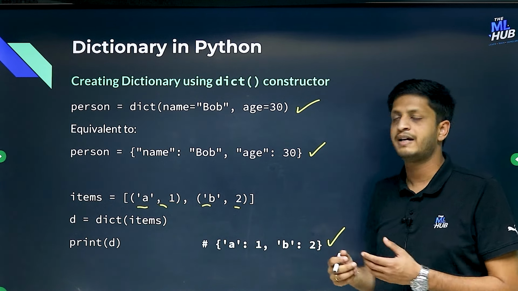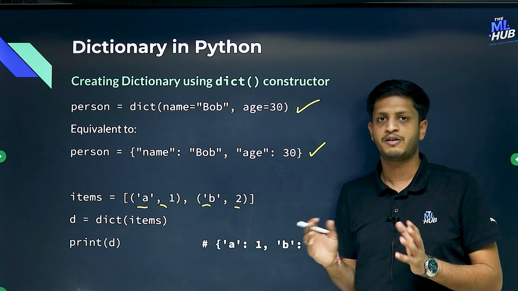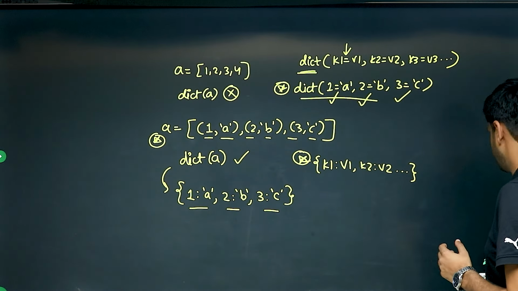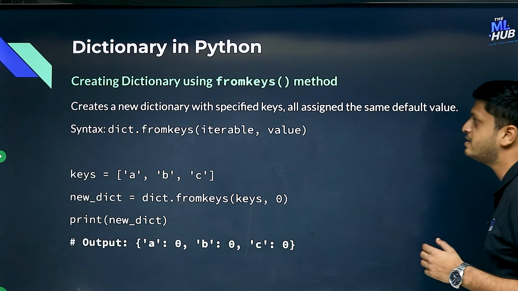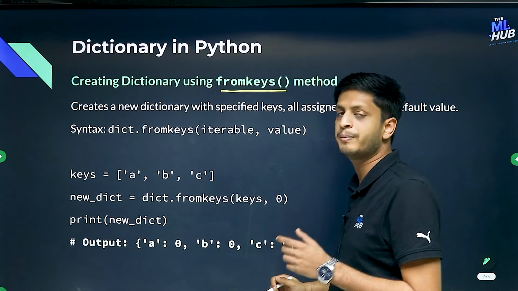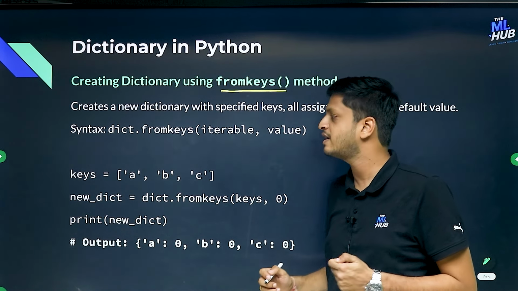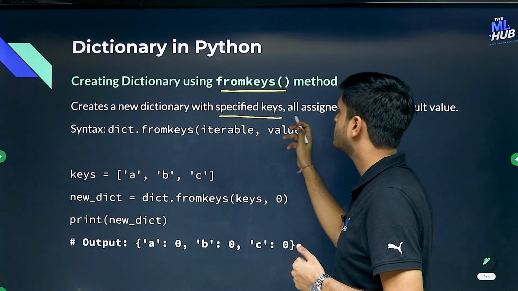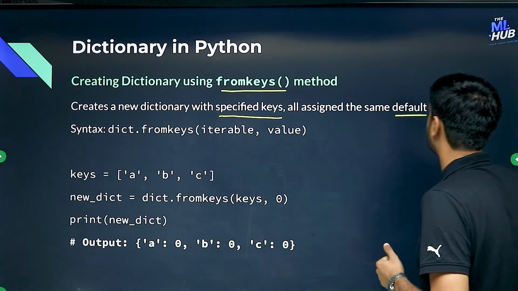So this is how you can create dictionaries in Python. There were multiple ways, we have seen all. Now there is one other way in which you can create dictionaries in Python, that is using the fromkeys method. Using the fromkeys method, we can create a dictionary as well. It creates a new dictionary with specified keys, all assigned the same default value.